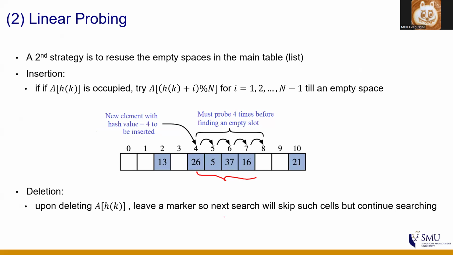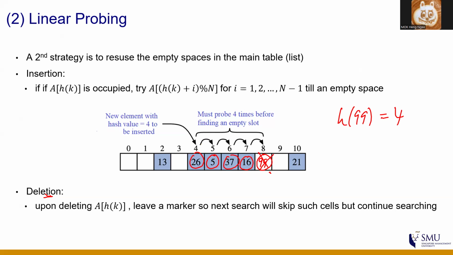So what about deletion? Let's talk about deletion. Upon deleting a particular element at a position, you have to leave a marker so the next search will skip such cells but continue searching. What does that mean? Let's assume I want to delete 99, which I inserted just now. I perform a hash. I come to position 4, it's not found. Position 5, not found. Position 6, not found. Position 7, not found. Position 8, found. I delete it.